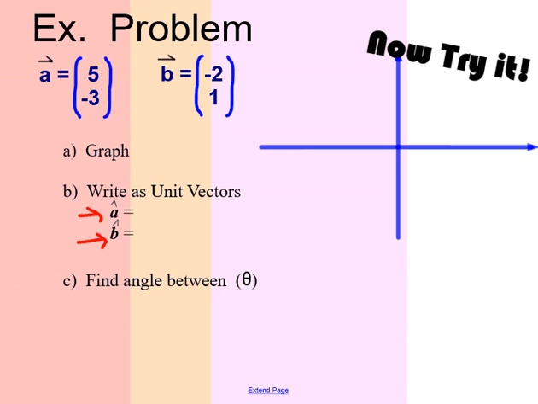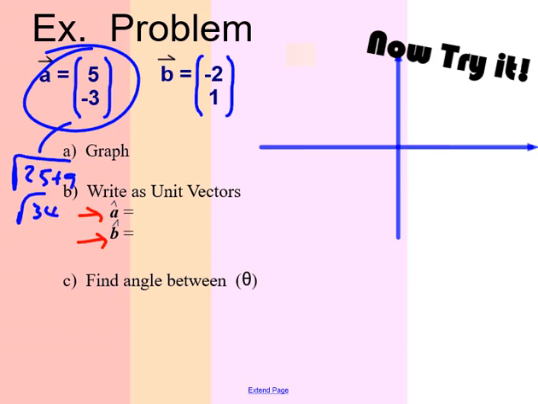Just in case you had forgotten how to do this, for this I need the magnitude. The magnitude was square root of 25 plus 9, which makes square root of 34. And then I put that in front of, over the square root of 34, in front of the 5, negative 3.